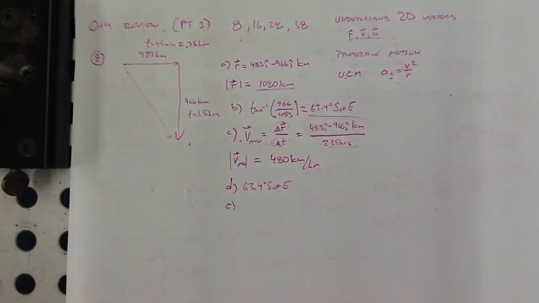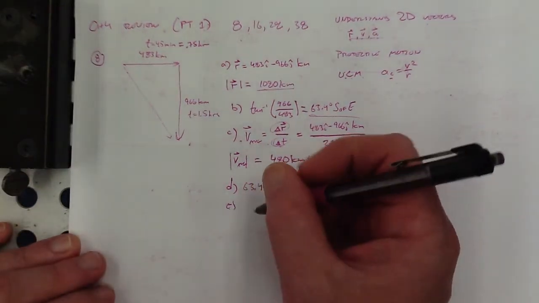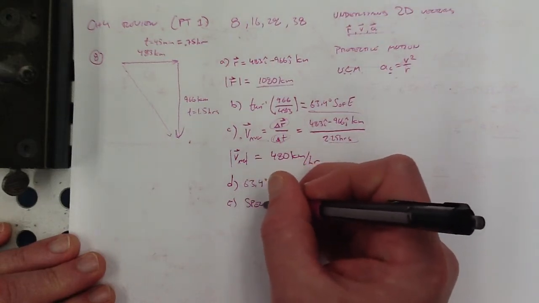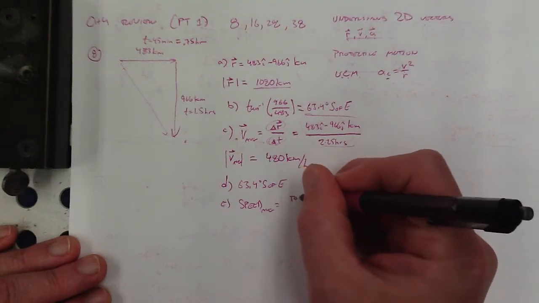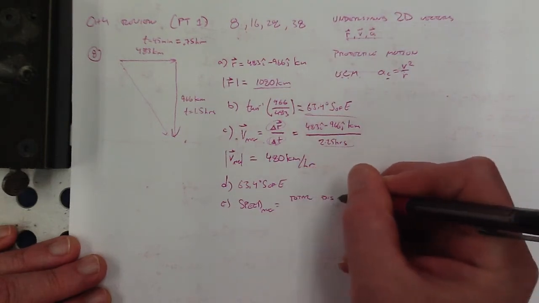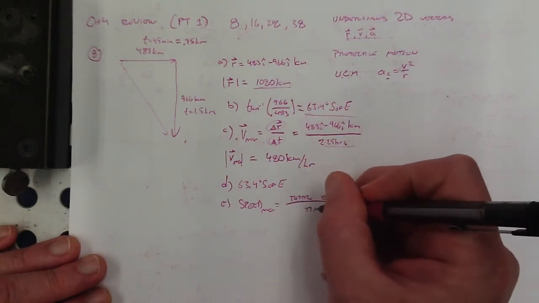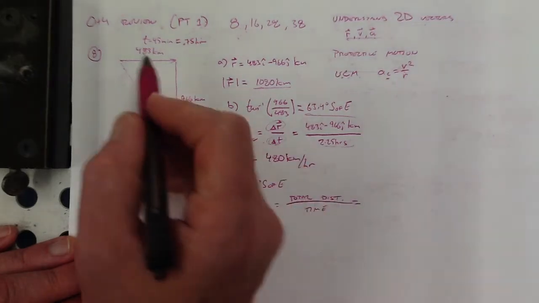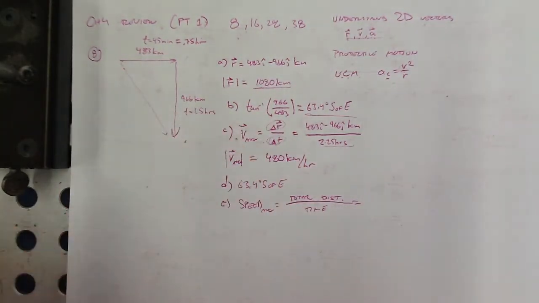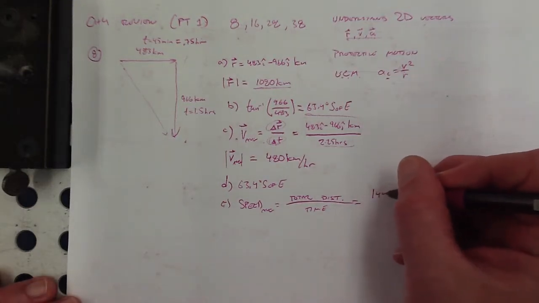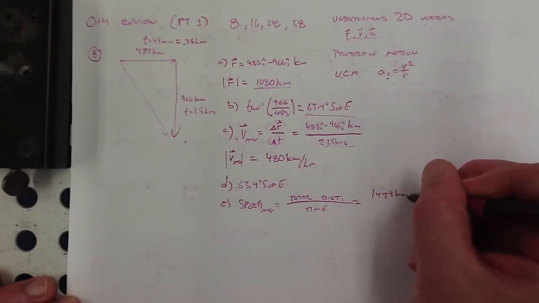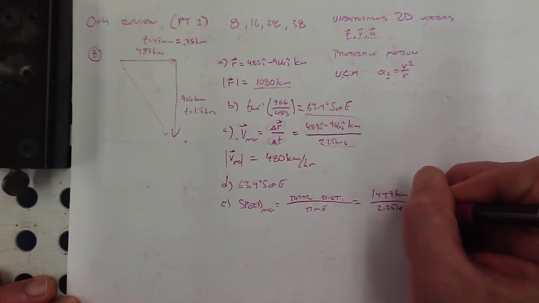And then the last part, what's its average speed? Well, that's different. Average speed is total distance, don't care about direction, over time. And the total distance here is 483 plus 966, over the 2¼ hours.